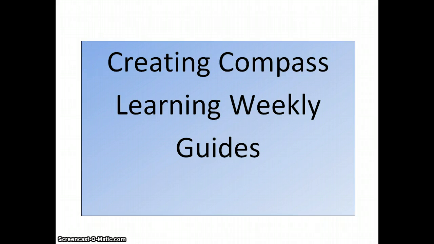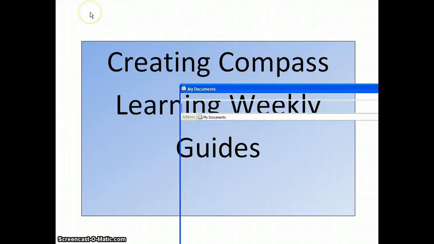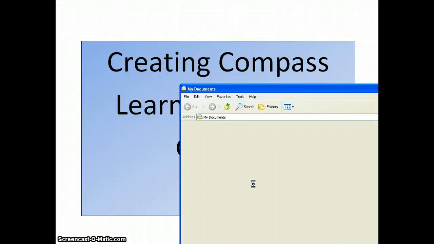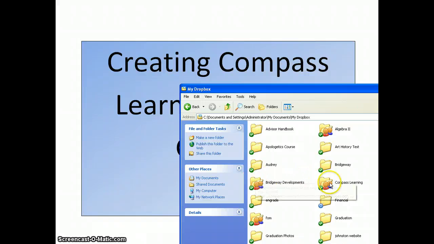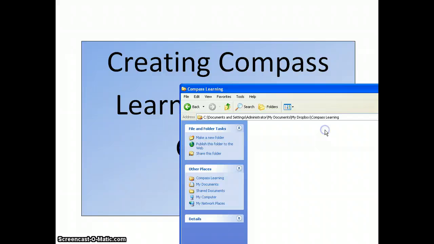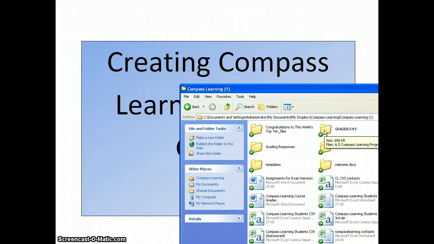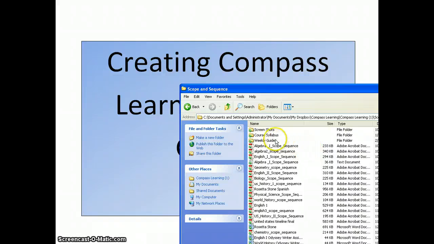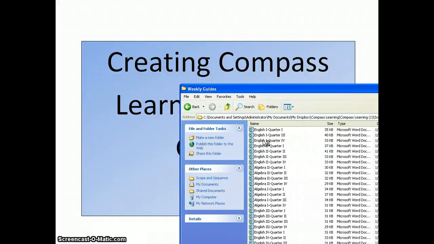To open that Dropbox folder, you simply click on your Start menu, My Documents, My Dropbox. Then it's going to be in Compass Learning. It's actually in this one, Compass Learning 1, Scope and Sequences. And then in there we have a Weekly Guides folder. So we're going to be doing Earth Science.